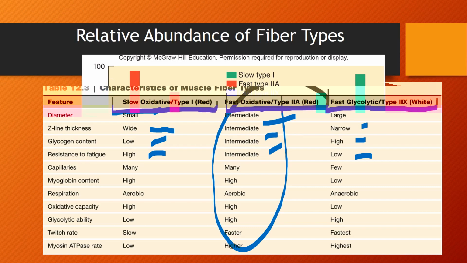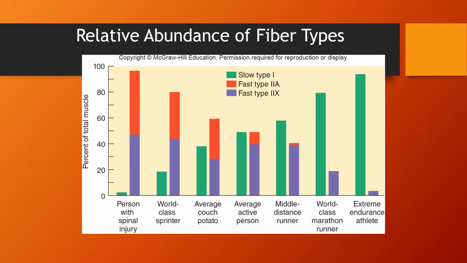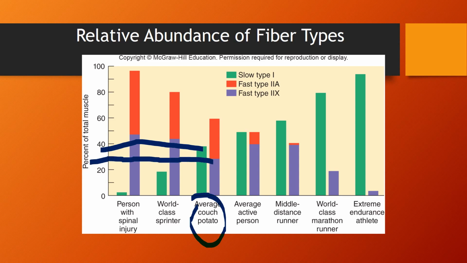Okay. So just to give you an idea about abundance of fiber, if we look at your average couch potato, this individual is going to have about 40% of the slow type fiber, then we'll have about 30% of the fast type 2X, and then another 35% of that intermediate fiber.